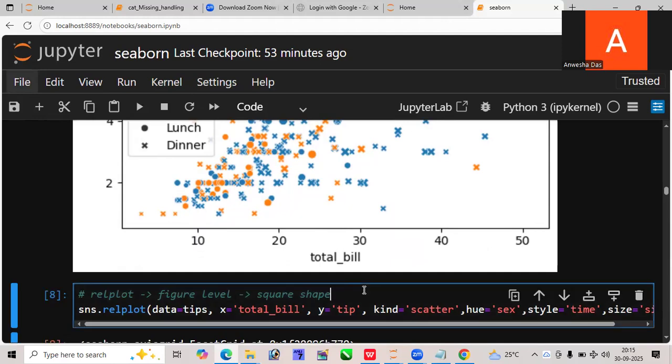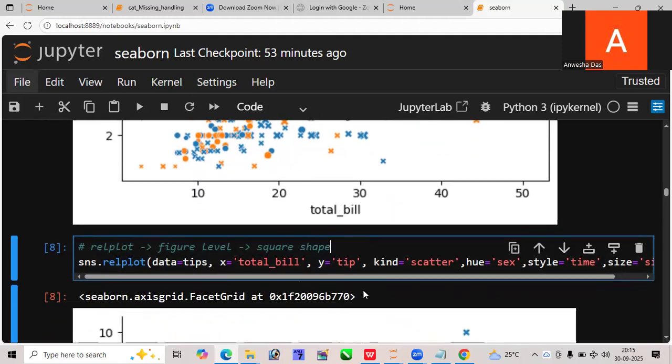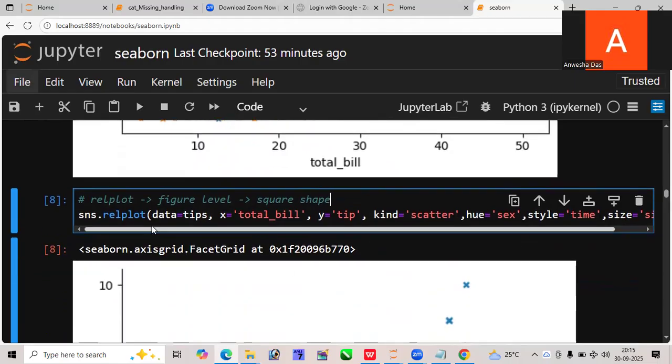Now we will discuss the figure level. Before, what have we discussed? Before, we discussed the axis level. Now I am going to discuss the figure level. See here, when we used the axis level, we wrote sns.scatterplot.